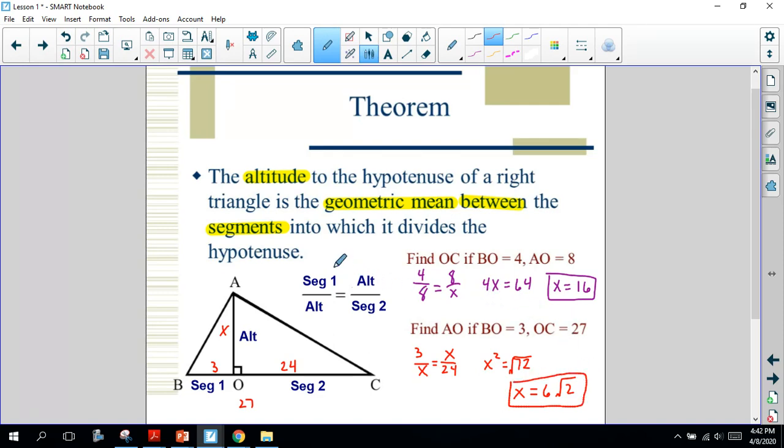Now, this wasn't too hard because in these particular problems, we knew we were going to use this theorem. In the future, when I look at diagrams, I've got to decide, do I use this theorem? Do I use another one coming up in the future, or do I use the three little bears that we talked about earlier? So in my mind, I look at the diagram, the altitude's a geometric mean between the segments, and I see in my diagram I have all those things. So yes, I'm going to use that particular theorem or proportion to solve.